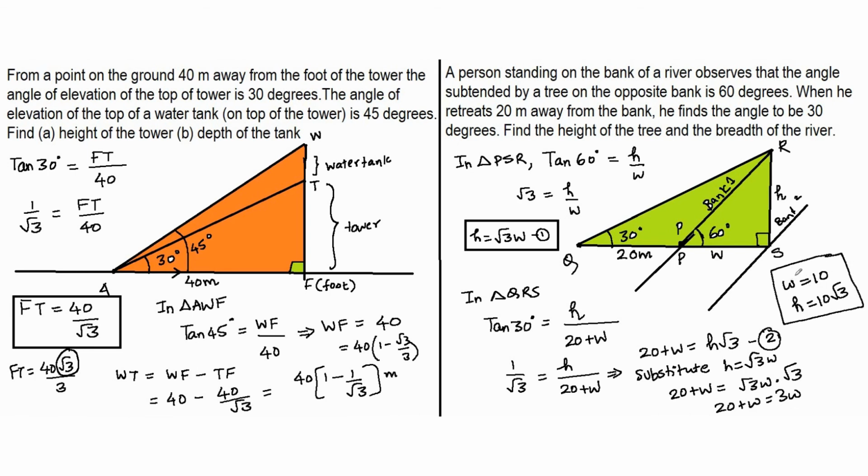And therefore the width of the river happens to be 10 meters. The width of the river is W, so the width of the river is 10 meters. And the height of the tree is 10 root 3, that is 17.32 meters, right? So this is how I can solve this particular question.